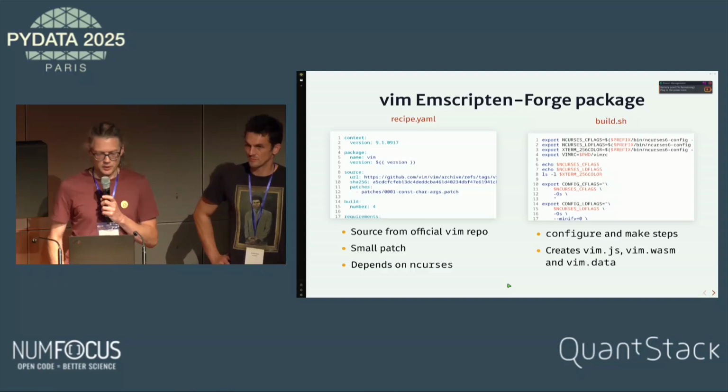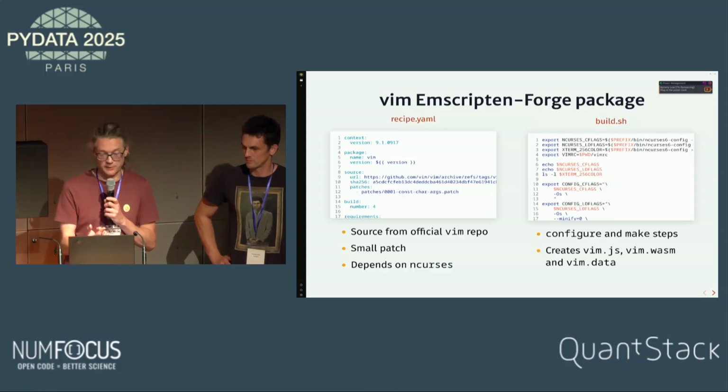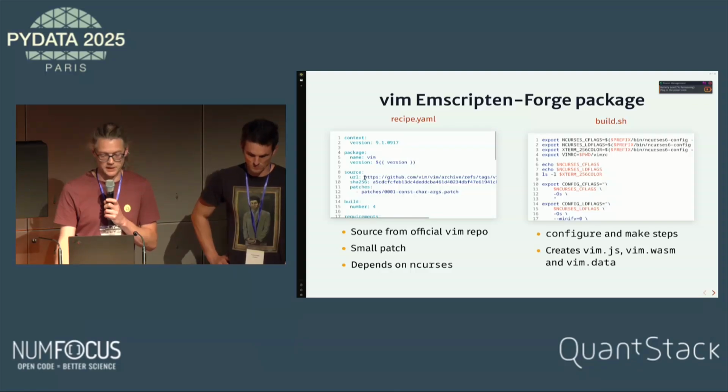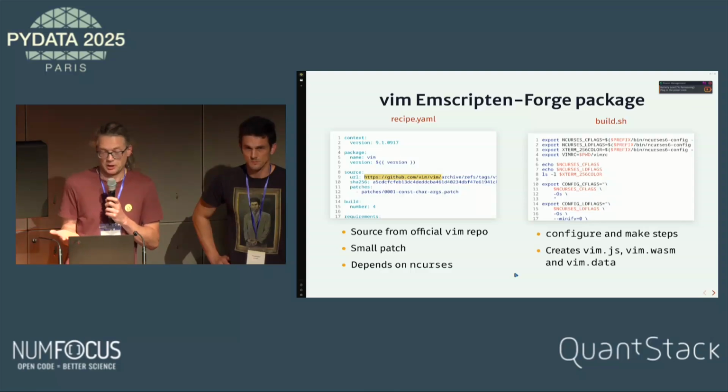One example of the recipe, in this case for Vim, that works on Emscripten-forge, so two files, a recipe YAML and a build script. The recipe YAML, the important thing here is the code comes from Vim, so this is the original Vim source code, which was what started being written, I don't know, 40, 50 years ago, still compiles on a modern file system. Sorry, with a modern compiler.